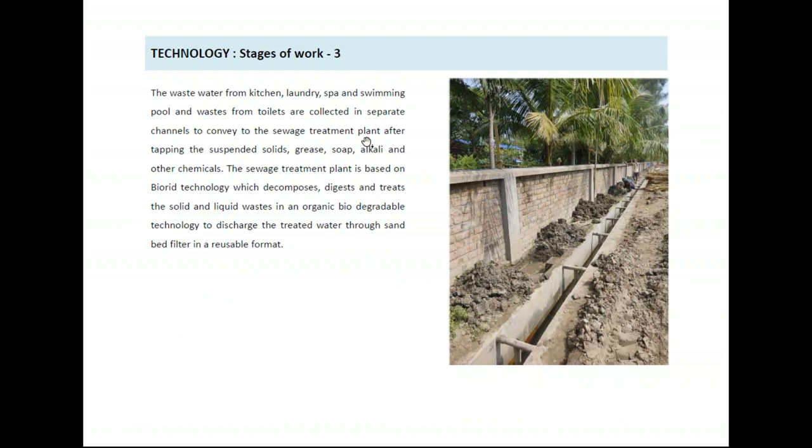In stage three, the wastewater from kitchen, laundry, spa, and swimming pool and waste from toilets are collected in separate channels to convey to the sewage treatment plant after tapping the suspended solids, grease, soap, alkali, and other chemicals. The sewage treatment plant is based on bio-reed technology, which decomposes, digests, and treats the solid and liquid wastes in an organic biodegradable technology to discharge the treated water through sand bed filter in a reusable format.